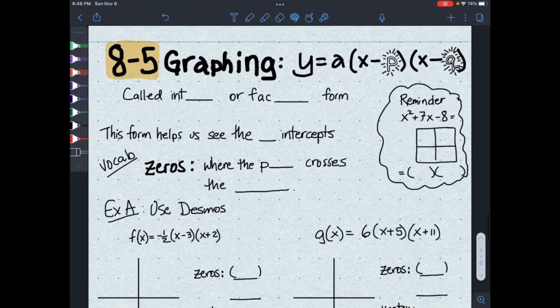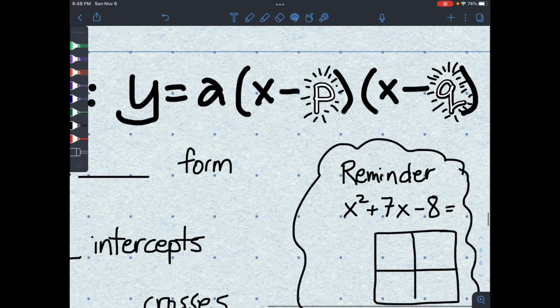Lesson 8.5. You are working on graphing one final form. This looks kind of strange. It's got a lot of parentheses. Notice we still have the a value, but now we've got two sets of parentheses, and then we've got two different numbers that we're calling p and q. That's not a big deal. What's important is the concept behind the p and the q.